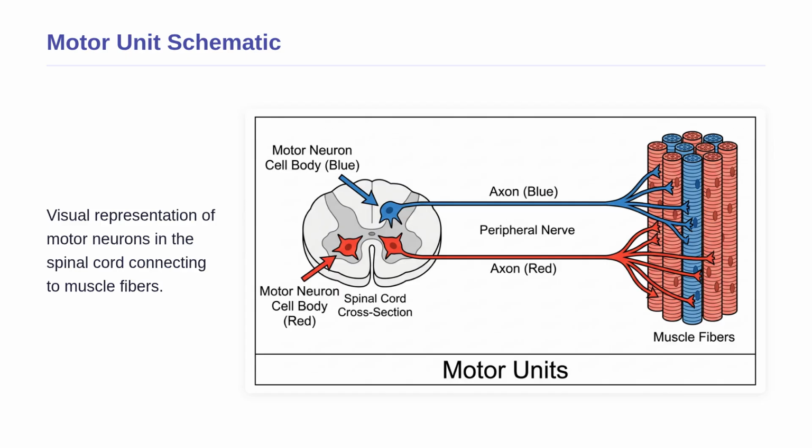Let us visualize what we have just discussed with this schematic diagram. On the left, you can see the cross-section of the spinal cord, housing the cell bodies of the motor neurons. Notice the long axons extending outward toward the right, traveling all the way to the muscle tissue. The diagram uses red and blue colors to brilliantly illustrate two distinct motor units. See how the red neuron branches out to control only the red muscle fibers, while the blue neuron controls only the blue fibers. Even though they are in the same muscle, they are separate, independent teams.